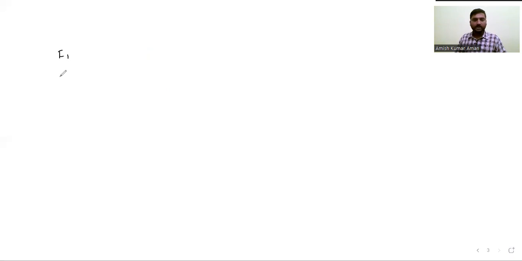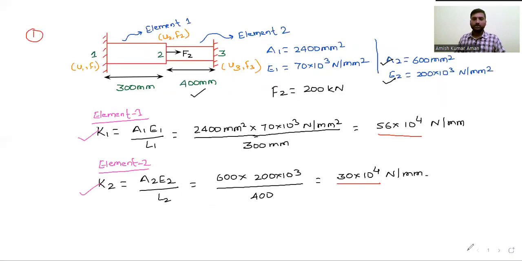F1. Now F2, if you see, I have given the value of F2 in the question itself, that is 200 kilonewton. Everything we have taken in Newton, so we also have to convert it into Newton. So we can write 200 into 10 to the power 3 Newton. In place of F2, directly we can write 200 into 10 to the power 3. And F3 is unknown.